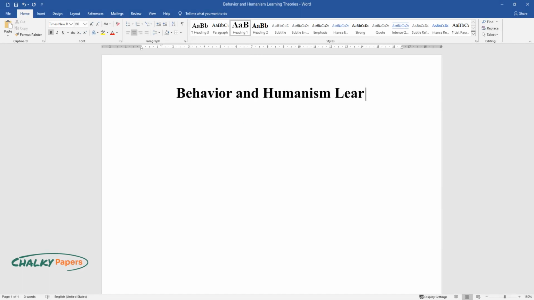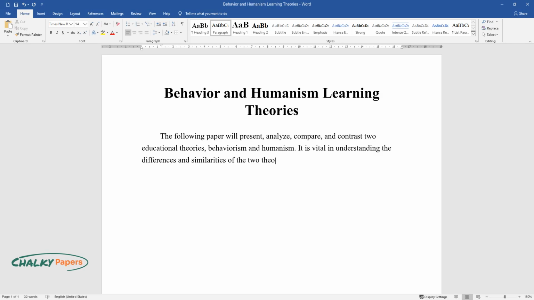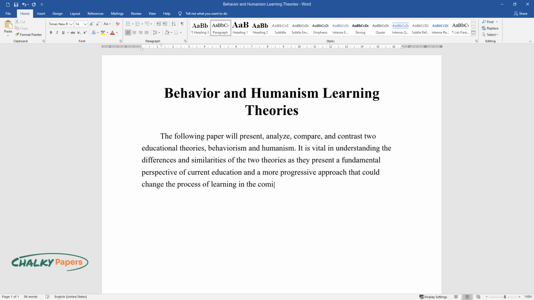Behavior and Humanism Learning Theories. The following paper will present, analyze, compare, and contrast two educational theories, behaviorism and humanism. It is vital in understanding the differences and similarities of the two theories as they present a fundamental perspective of current education and a more progressive approach that could change the process of learning in the coming years. The theories both present strengths that could benefit each other if applied in a model that allows for improved learning.